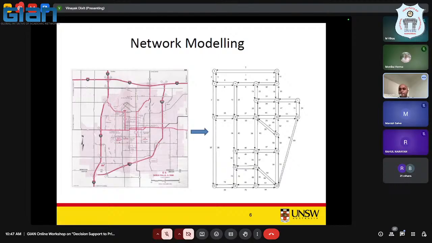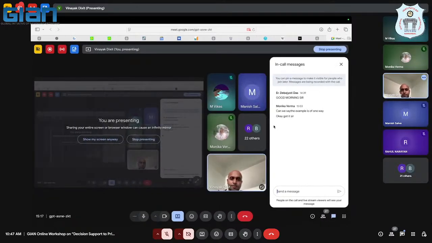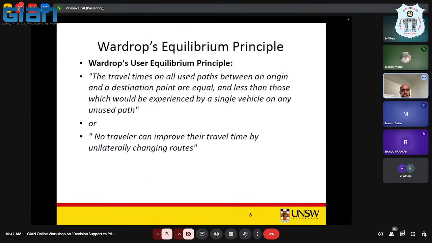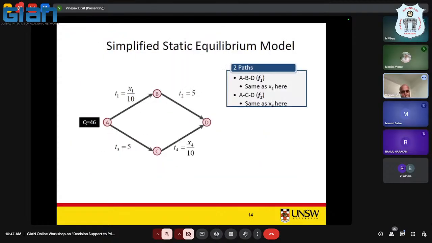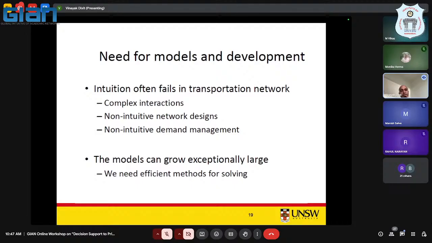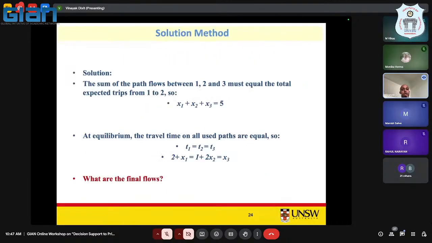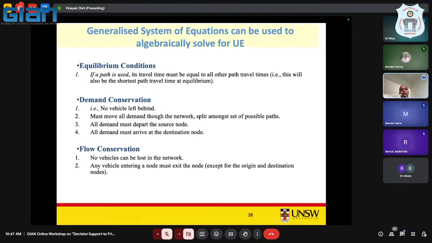Any questions on this? So that is the second issue with doing path enumeration. This is basically doing the algebraic approach, the path enumeration. Generalized systems can be used to algebraically solve if a path is used, with demand conservation and flow conservation. So no vehicles are lost in the world.